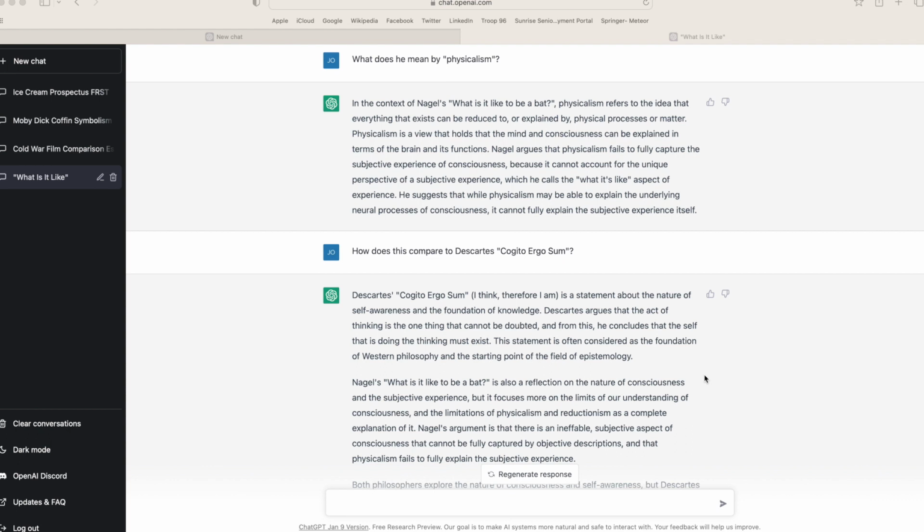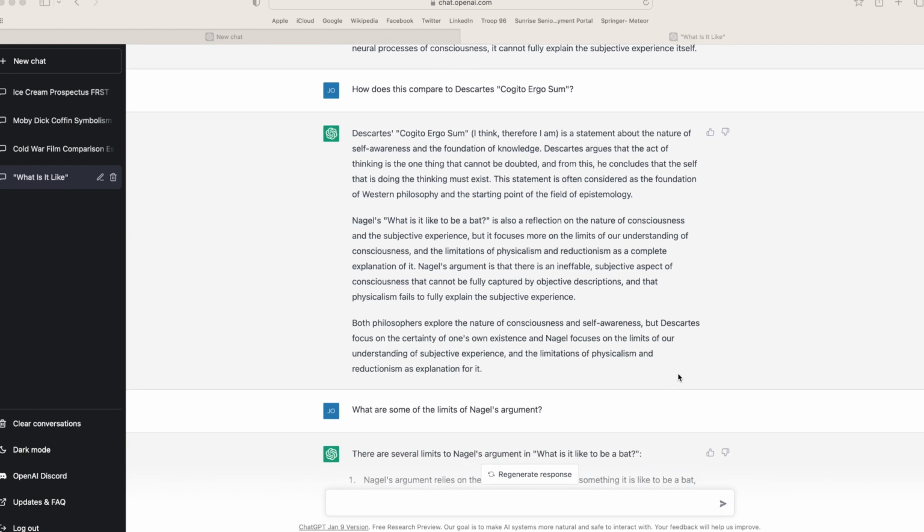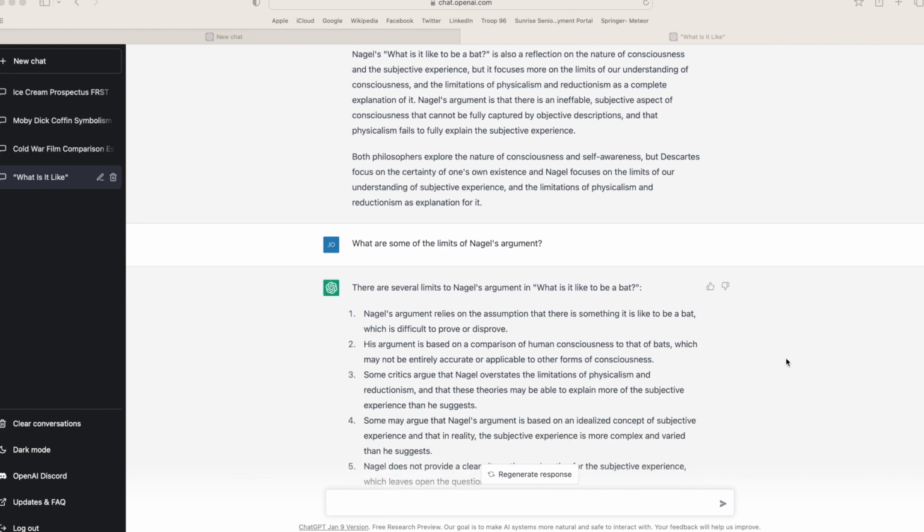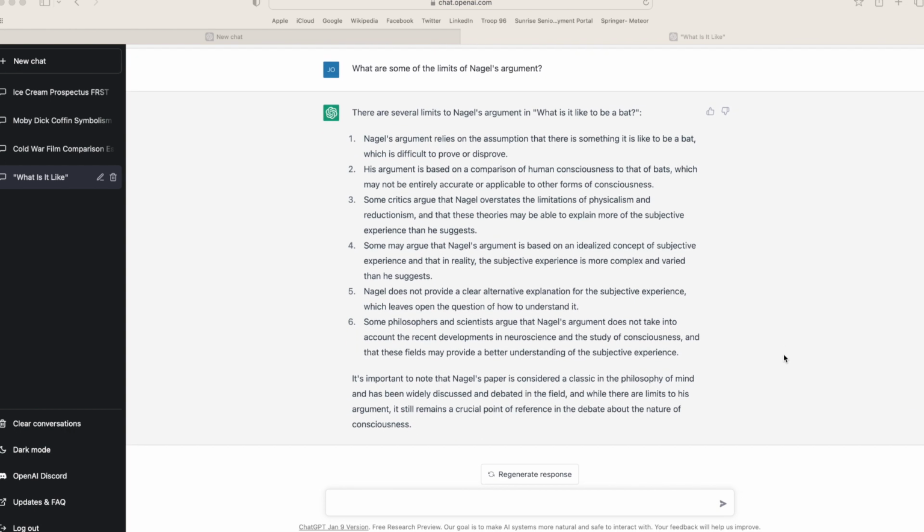And then I asked it to compare to something I knew was a common comparison in this area of the philosophy of mind, for example. And so I asked a question about Descartes, and it produced some information here that I think a student would find helpful, but could also, sadly, be used if this were a discussion question. And then I asked it a kind of extension question: what are the limits of the argument? And it gave me a numbered list of the limits of Nagel's argument. And this conversation could continue ad nauseum, presumably.